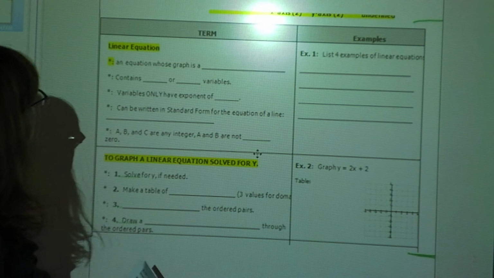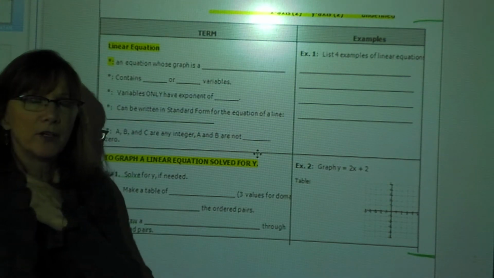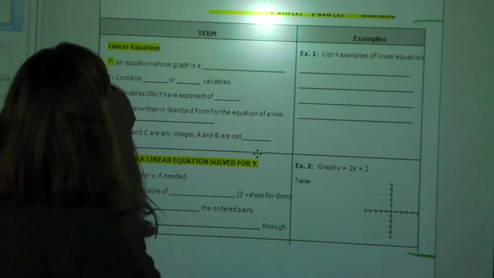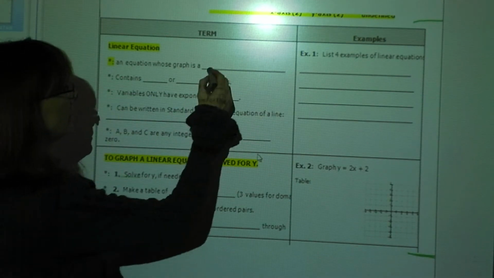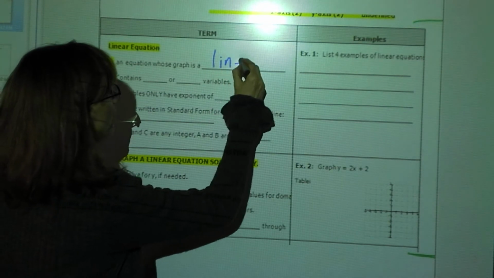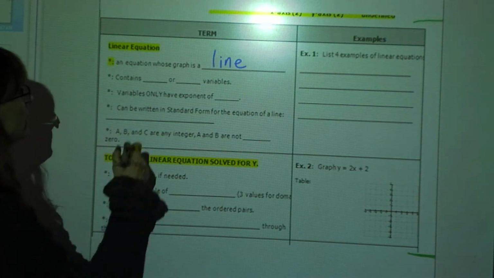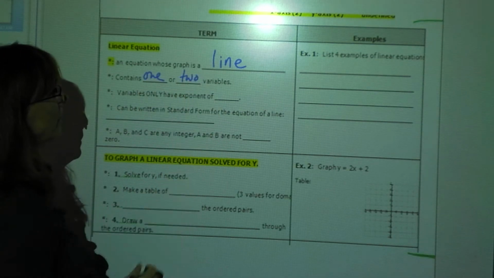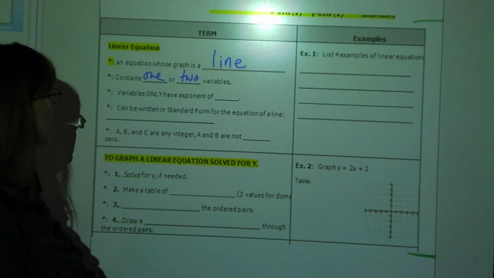Okay? So the first part of these notes is all about linear equations and what makes an equation linear. A linear equation is an equation whose graph is a line. So by definition, whenever you have a linear equation, the graph is going to be a line. It contains one or two variables. Okay, so that's it. You can only have either one or two in order for an equation to be linear.